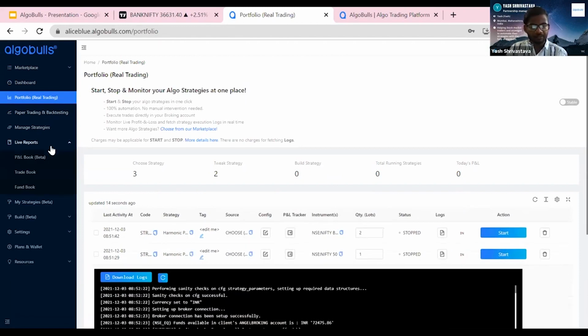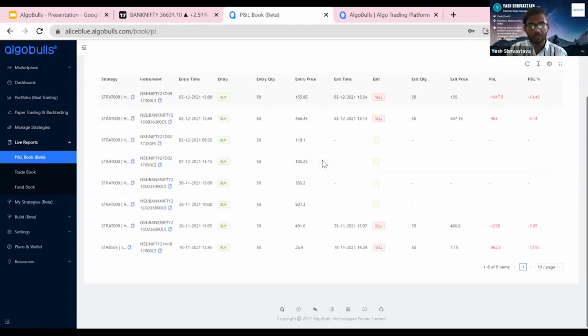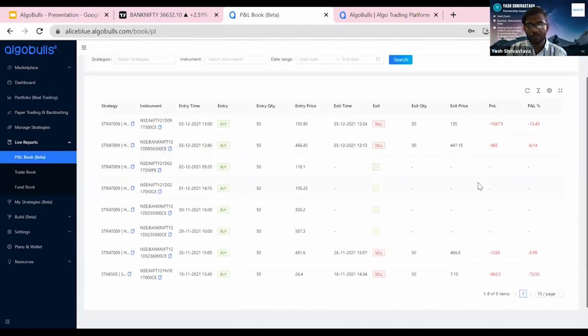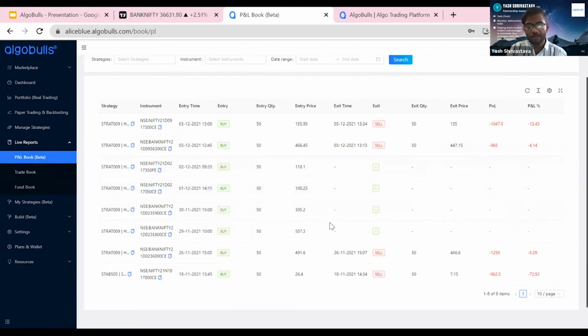Apart from that, you would also see a PNL book, a PNL tracker, which shows you when the last buy call and the last sell call were generated. And if you have manually exited the trade, the algo won't record any data here, because you have taken a manual exit on those positions.